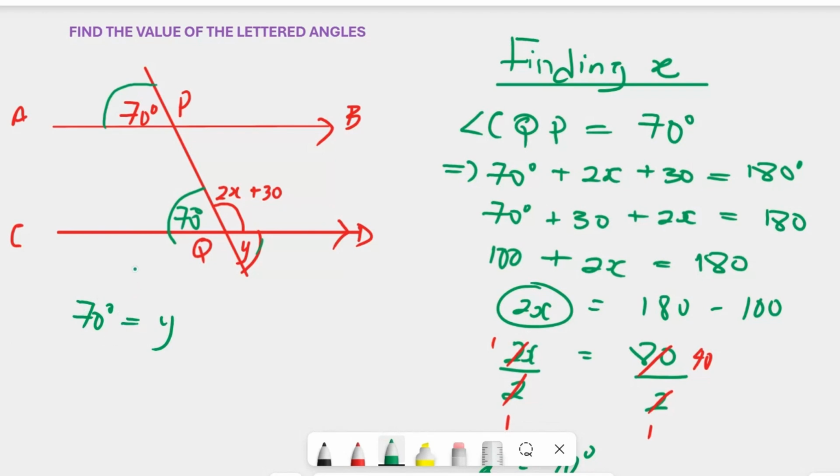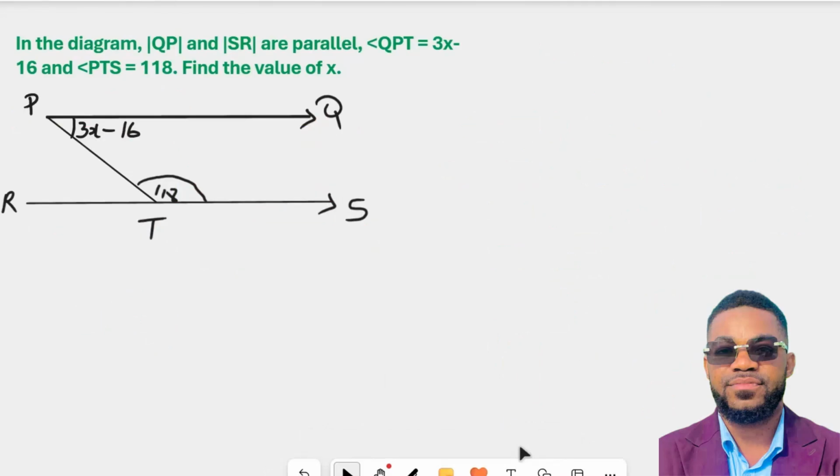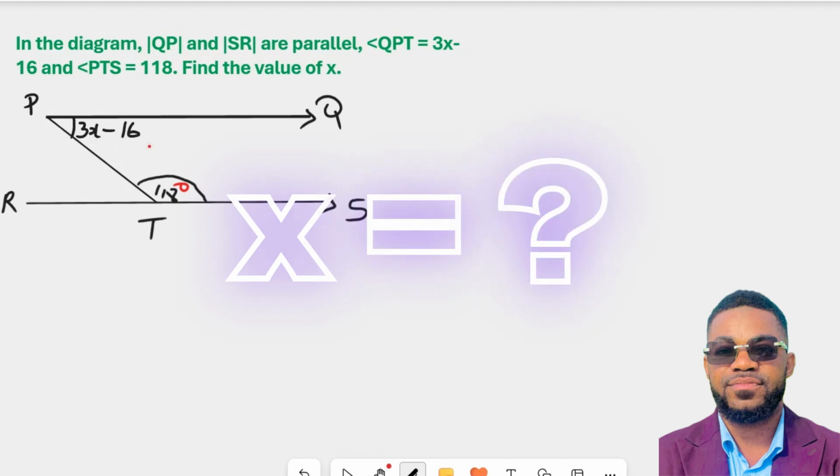Let's take our next question. In the diagram, line QP and line SR are parallel. As you can see, the arrows are there to let you know that they are parallel lines. Angle QPT is equal to 3x minus 16. Angle QPT is this angle. And angle PTS is 118 degrees. Good. But to find the value of x, how do we find the value of x?